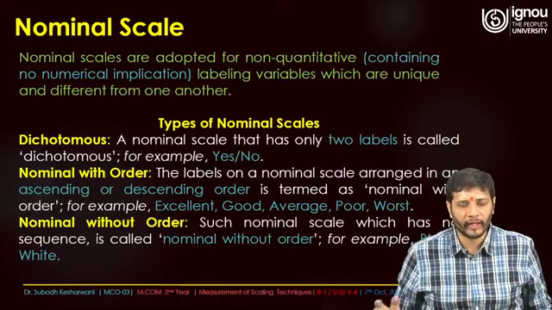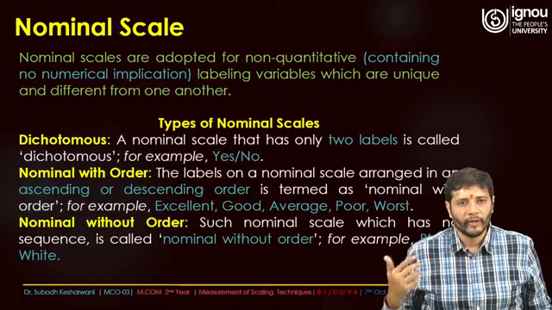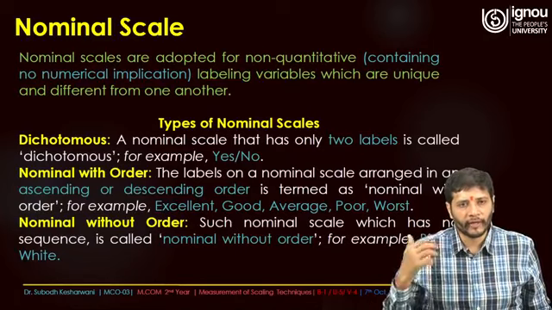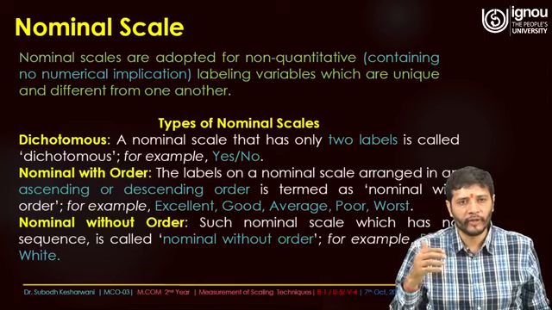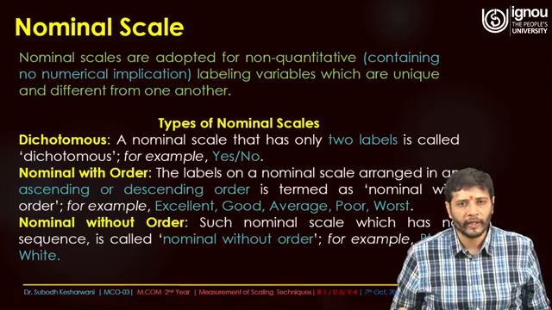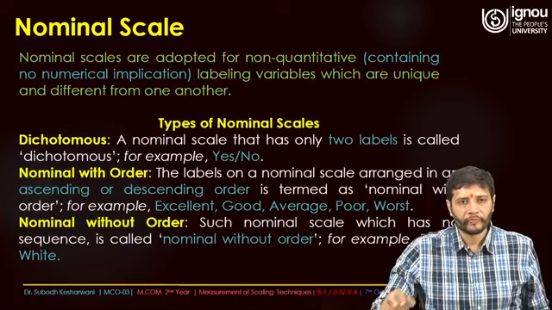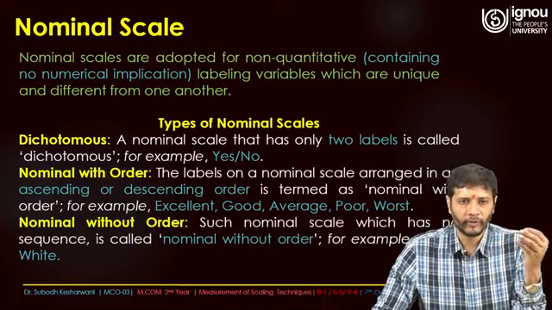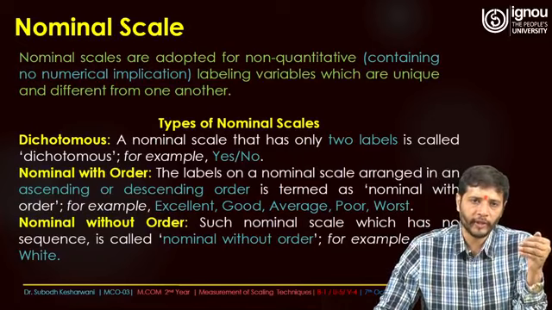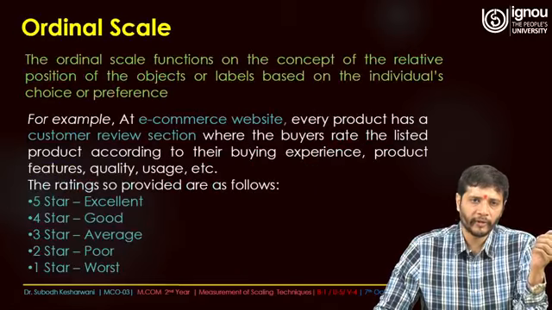If you talk about the Likert scale and the different scales, we will definitely discuss them and see how these scales are used. So nominal without order is a nominal scale which has no sequence, for example black or white. There is no chronology behind it; you can take black as a base, or you can take white as a base.